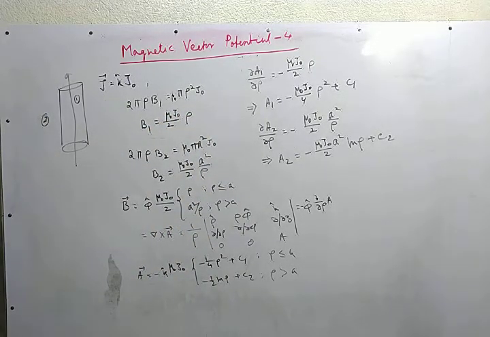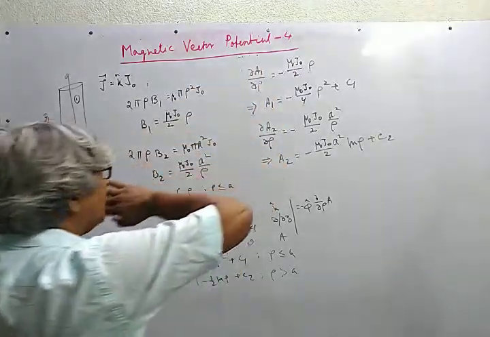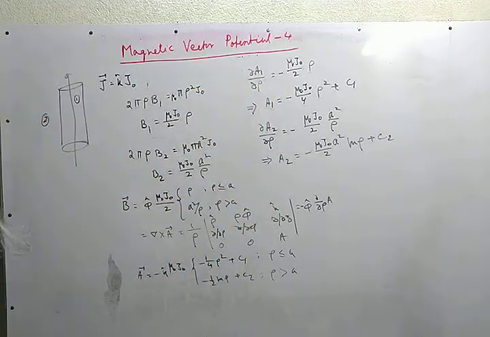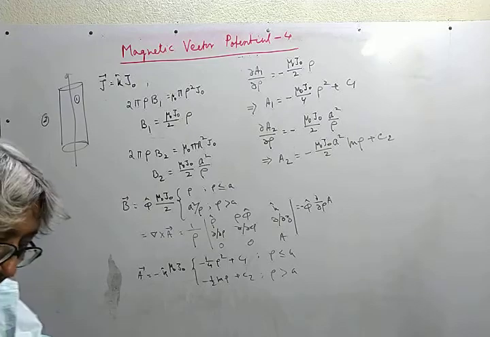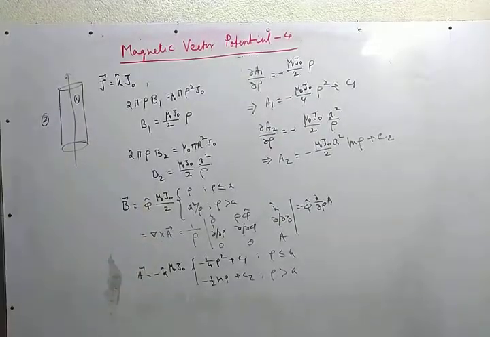So with this series of 4 lectures on vector potential, we have completed the theory of vector potential and have worked out lots of calculations of all possibilities for the calculation of vector potential.